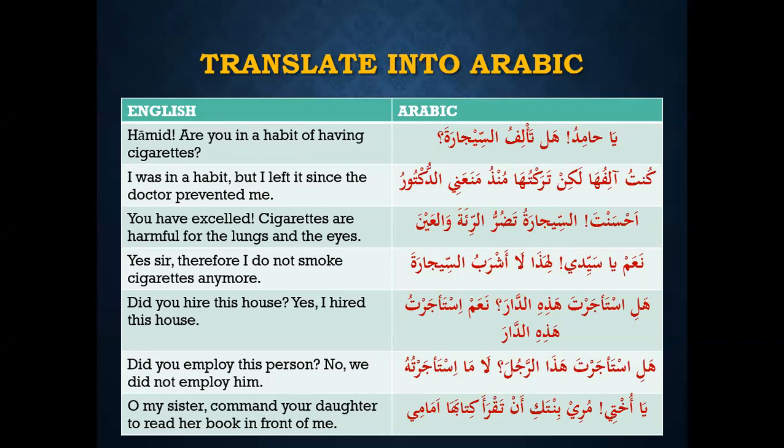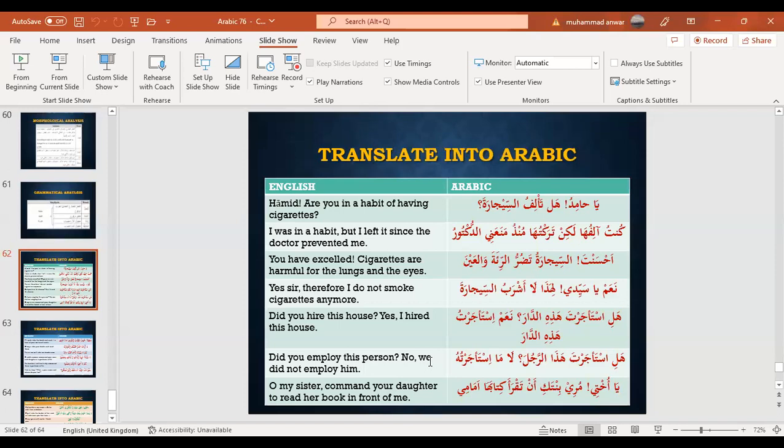Did you employ this person? No, we did not employ him. هل استأجرت هذا الرجل؟ Did you appoint him? لا, ما استأجرته. So it should be, not we, it should be I. So no, I did not employ him. Otherwise, لا ما استأجرناه, if you wanted to make it plural.